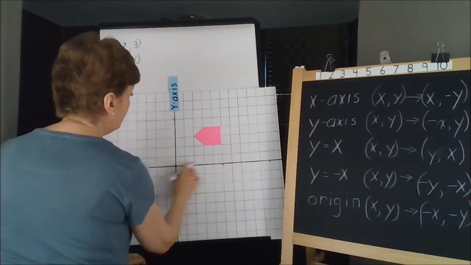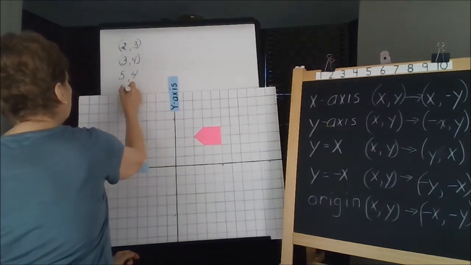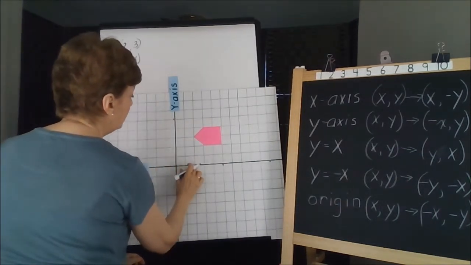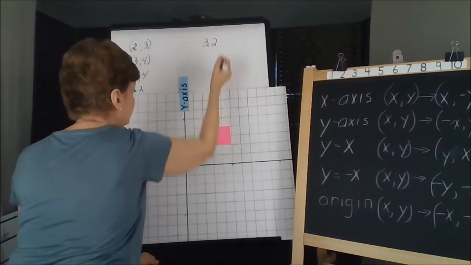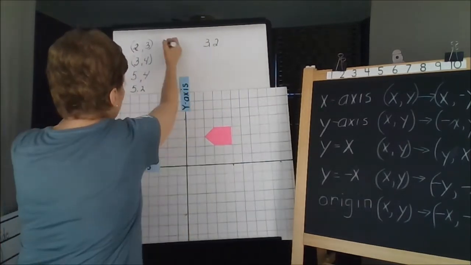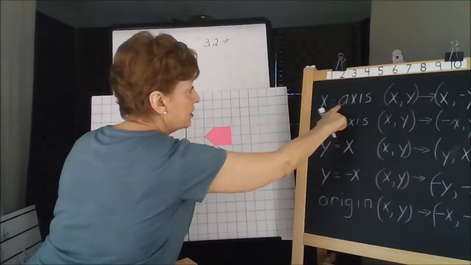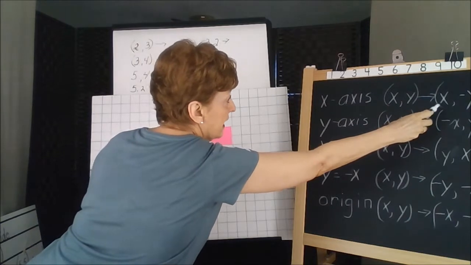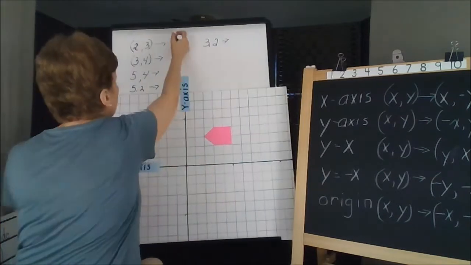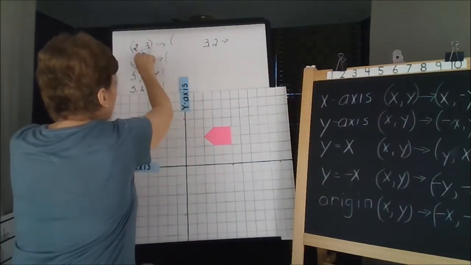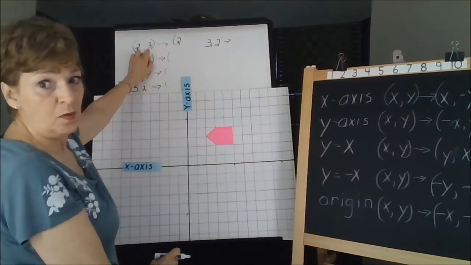And then this point would be 1, 2, 3, 4, 5, 1, 2. So we have 5, 2. And the last one, 1, 2, 3, 1, 2. So our last point is 3 and 2. Now these points are all going to be changed according to our instructions. So the x is going to stay the same and the y is going to turn negative. So in our ordered pair, we're going to keep our x point, and we're going to negate the y.